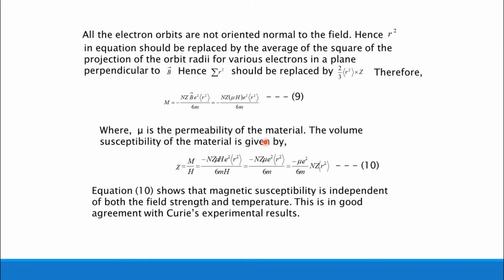Where mu is the permeability of the material, the volume susceptibility of the material is given by chi equal to M upon H, that is equal to minus n Z mu H e square into r square divided by 6mH. After simplification, minus mu e square divided by 6m n Z of r square, equation number 10. Equation 10 shows that magnetic susceptibility is independent of both field strength and temperature. This is in good agreement with Curie's experimental results, because chi is negative and it does not have any temperature term or frequency term. Chi is negative and independent of temperature and frequency. This is the characteristic of a diamagnetic material.